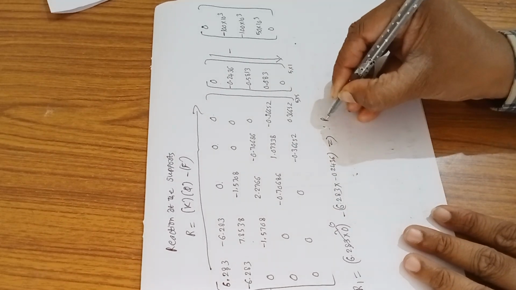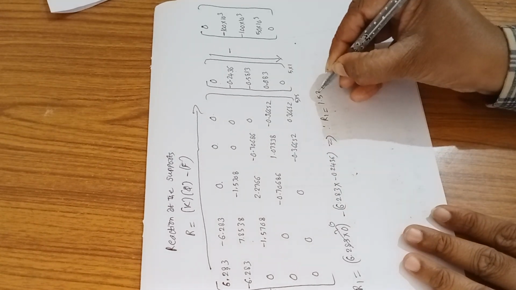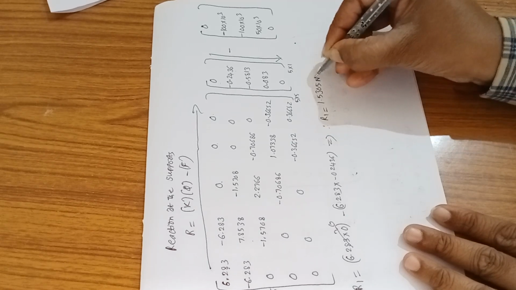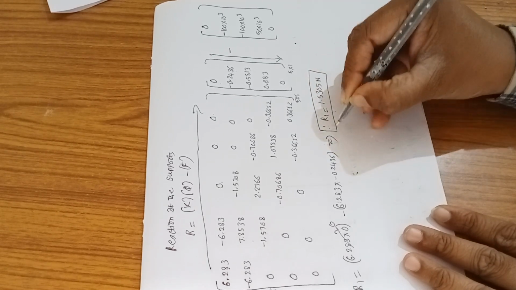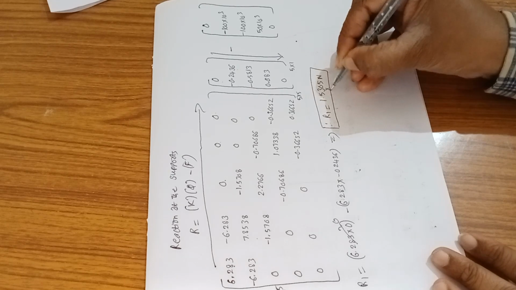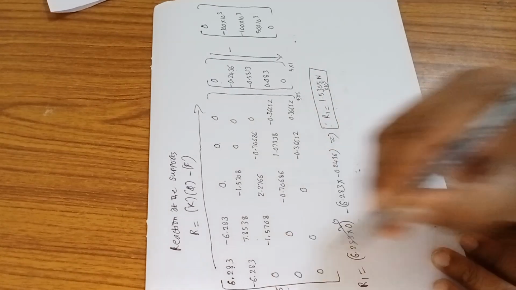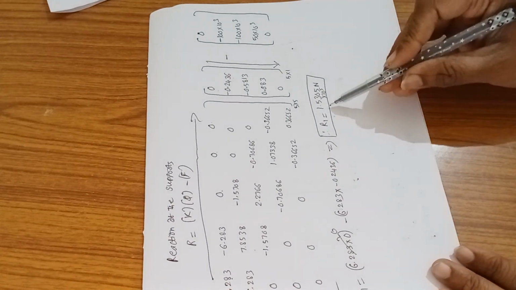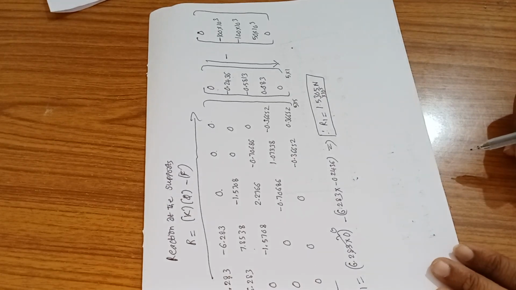So therefore R1 equal to 1.5305 newtons. Sorry, multiply that with 10 power 5, because 10 power 5 is here. So R1 is nothing but 1.5305 multiplied by 10 power 5 newtons.